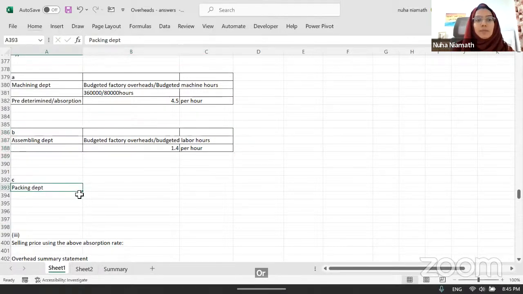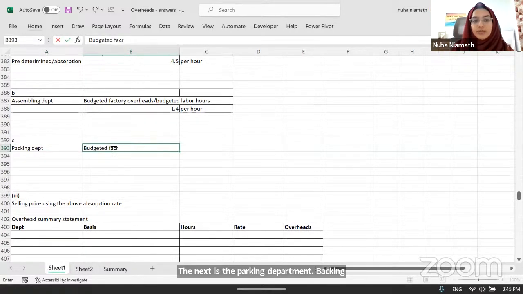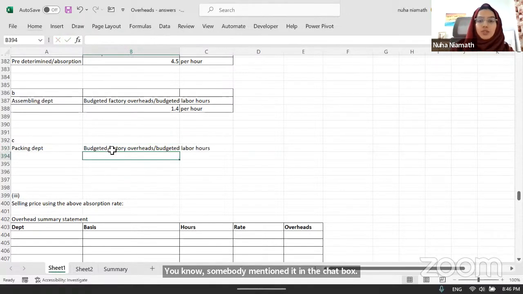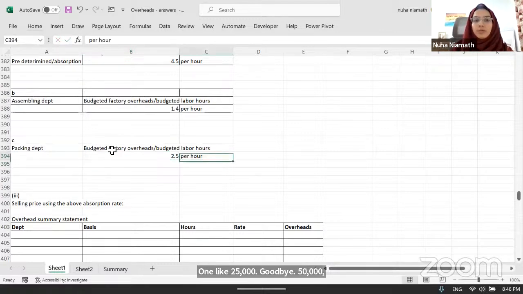The next is the packing department. Packing department will be budgeted factory overheads divided by, what will it be? Budgeted. And somebody mentioned it in the chat box. Labor hours. Perfect. So that will be equal to 1,25,000 divided by 50,000 labor hours, which is 2.5 per hour.